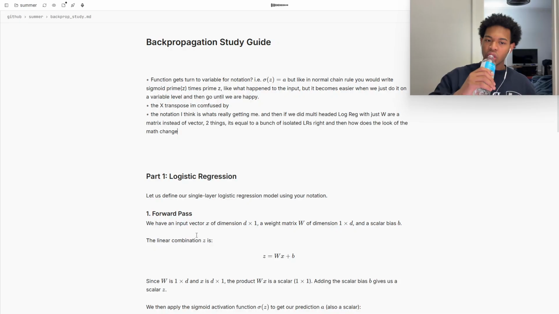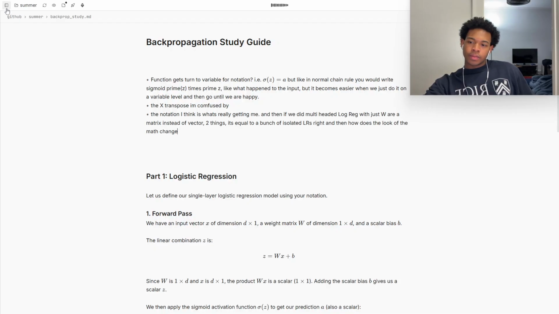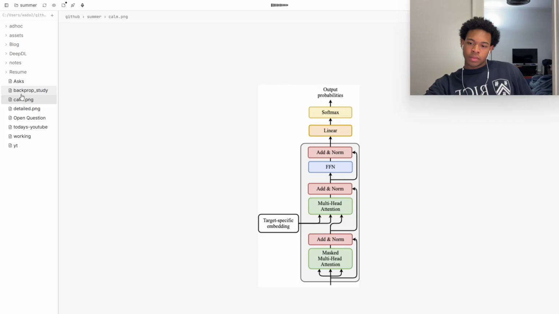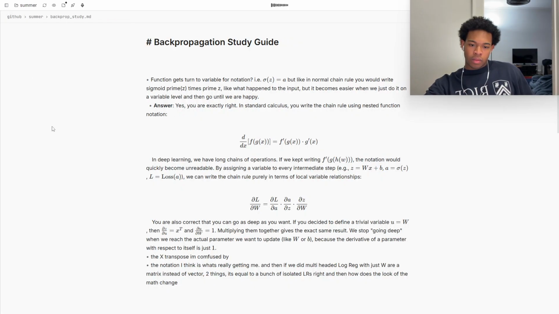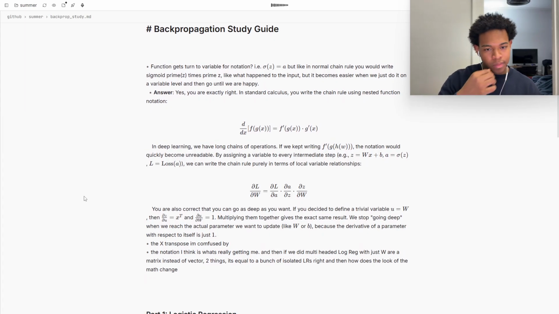Yes, you are exactly right. Your intuition is spot on. You can go as deep as you want, and if you went further, you would just be multiplying by 1. I have updated the study guide file to show you the direct contrast. In standard calculus, you write the chain rule using nested functions like f prime of g of x times g prime of x. In deep learning, we assign a variable to every intermediate step, which lets us write the chain rule purely in terms of local variable relationships like partial L over partial A, times partial A over partial Z, times partial Z over partial W. I also added an explanation of how you can theoretically go as deep as you want, but we stop when we reach the actual parameter we want to update, because the derivative of a parameter with respect to itself is just 1. Take a look at the file to see how that looks in math notation.